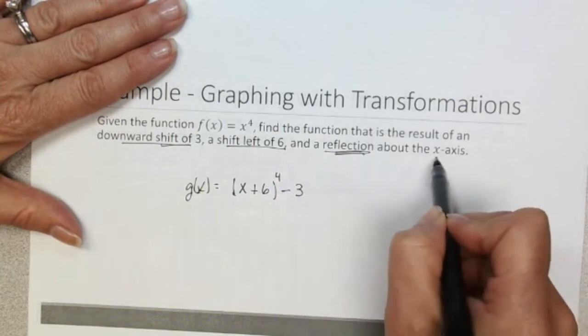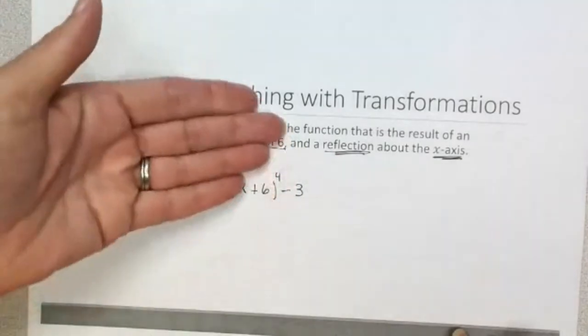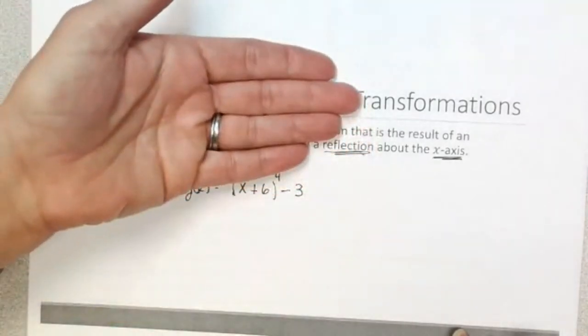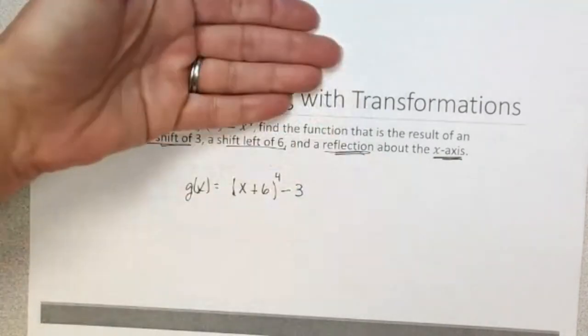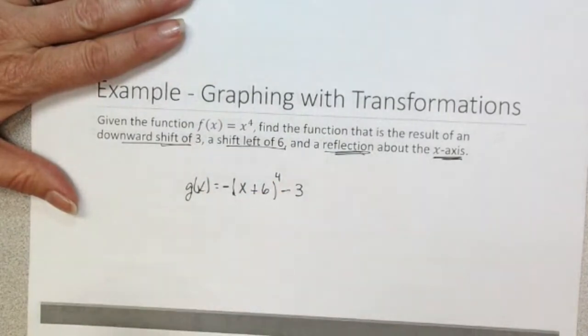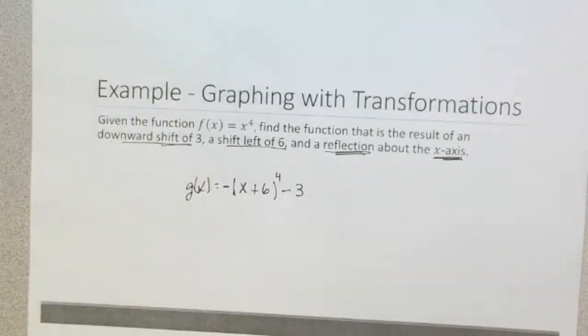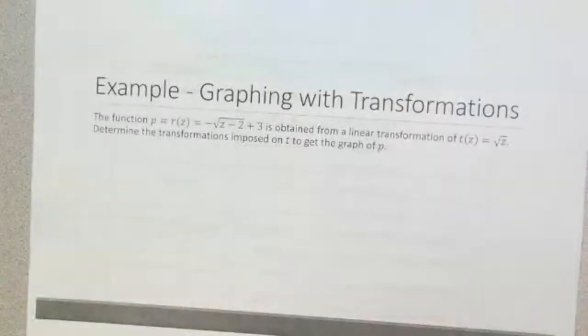we're reflecting about the x-axis. So if we're reflecting about the x-axis, that means all my positive y's up here are becoming negative down here. So that means my whole function is going to be negative, right? All my positive y's are going to become negative. So I'm going to need to stick that negative out front there. I want my whole function to be reflected. All right, so there's that example. Let's look at another one.